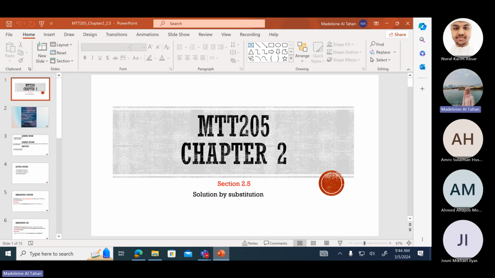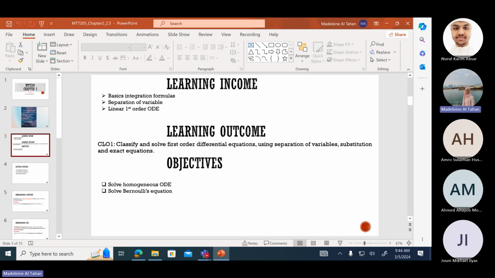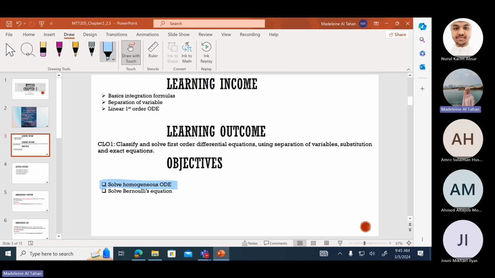So this is our last section in chapter 2. It's also about first order differential equations, and we will solve a differential equation using substitution. In order to understand this lecture, we need knowledge about the integration formulas, separation of variables, and linear first order differential equations. Our main objectives are to solve homogeneous ODEs and solve Bernoulli's equation.